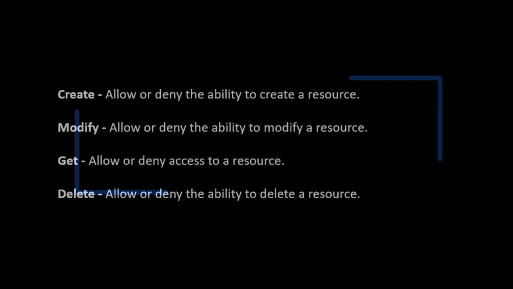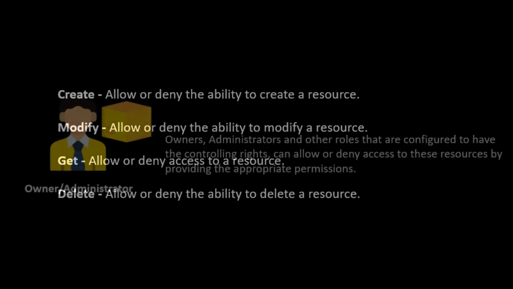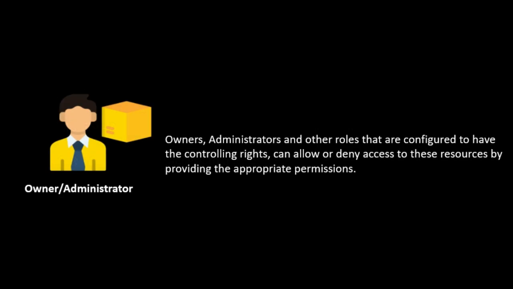Permissions are of the following types: Create, allow or deny the ability to create a resource. Modify, allow or deny the ability to modify a resource. Get, allow or deny access to a resource. Delete, allow or deny the ability to delete a resource. Owners, administrators, and other roles that are configured to have the controlling rights can allow or deny access to these resources by providing the appropriate permissions.